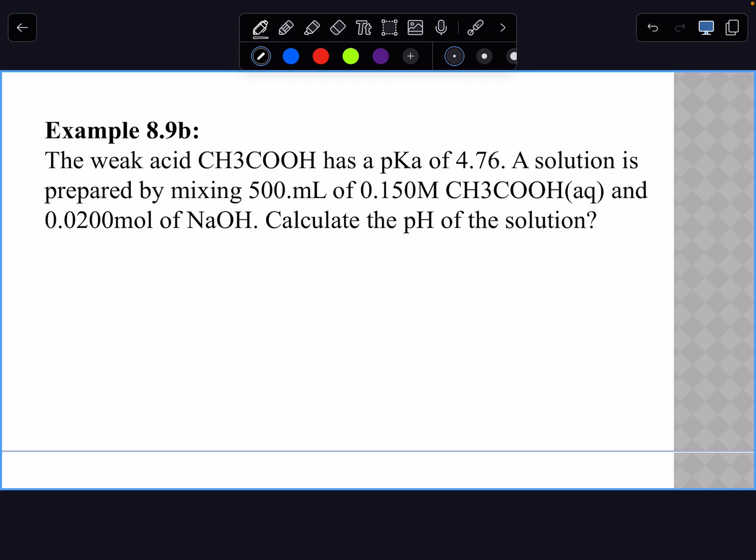We're still going to use the same equation, but the approach is a little bit different when it is a weak acid and a strong base, or vice versa. Okay? The idea here is this. So write this down with me, everybody.